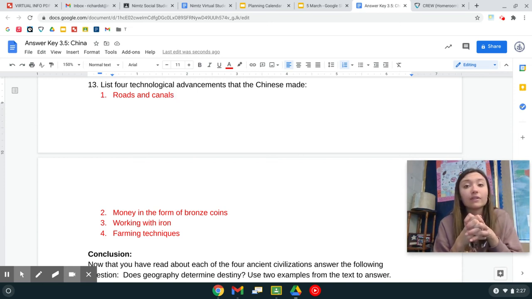Number 3, working with iron. So iron, super useful and everywhere today. And then 4, different farming techniques, okay?